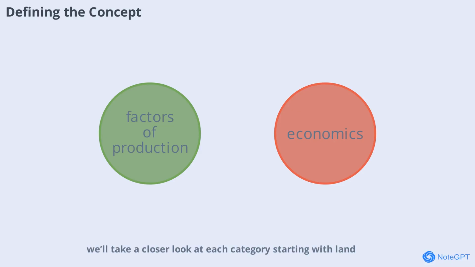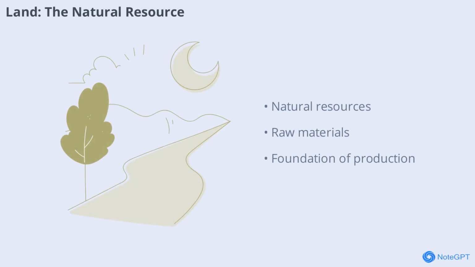As we move forward, we'll take a closer look at each category, starting with land, and see how they contribute to economic growth and development. Let's begin with land, the first factor of production.